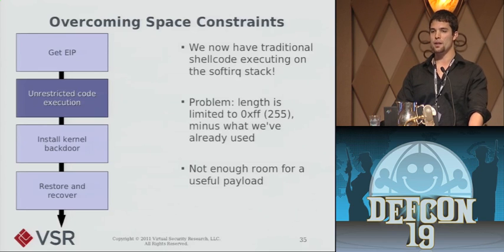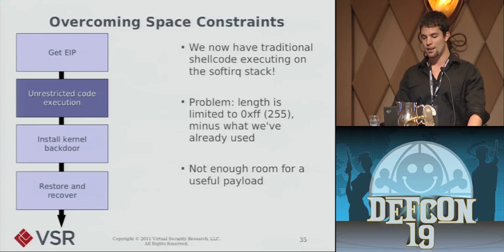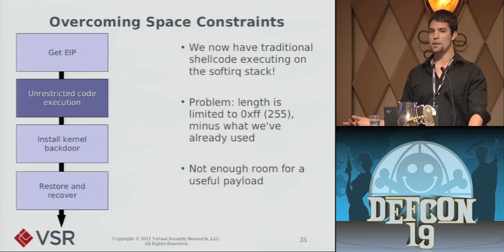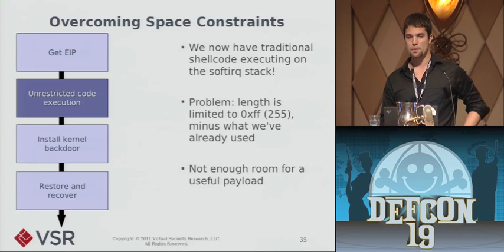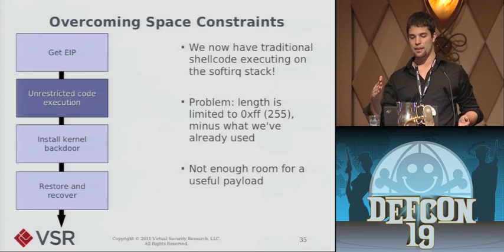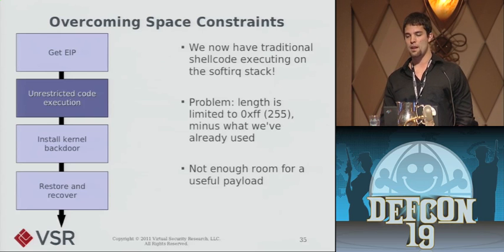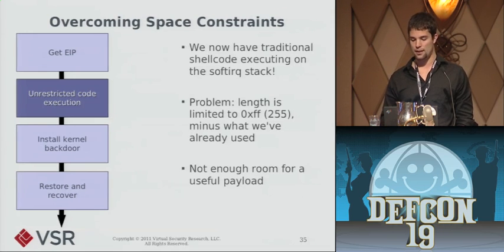So at this point we are running shellcode on the soft-IRQ stack in kernel mode. Great. But we've got a problem. The amount of data that we could have copied into our overflowed region is limited to 255 bytes, just by nature of the particular bug that we're exploiting. And we've already used a whole bunch of that to get up to the saved return instruction. We've used more for our ROP payload, so we're running very low on space, and kernel payloads can be quite big, so we really need to overcome that space constraint.